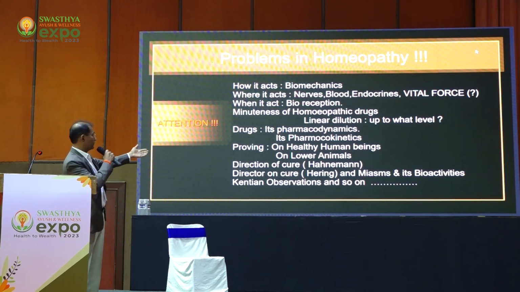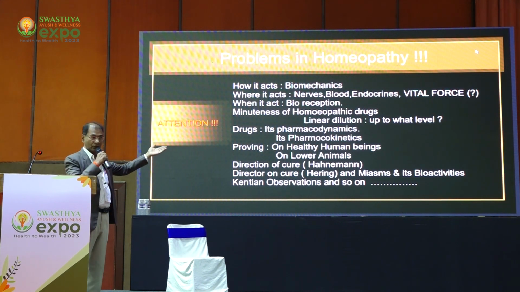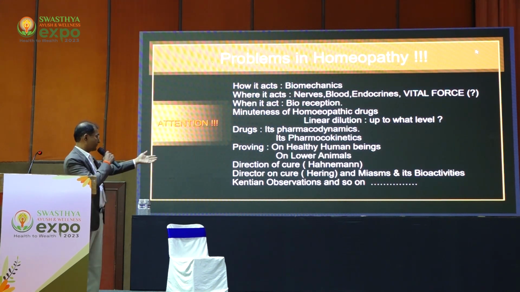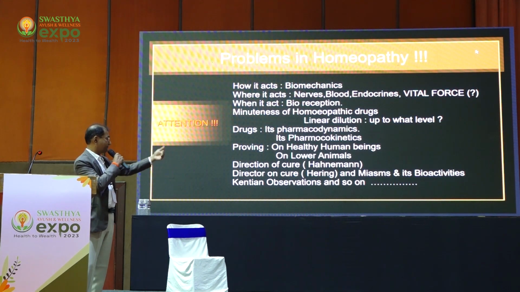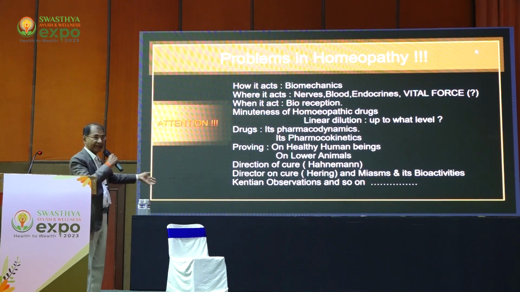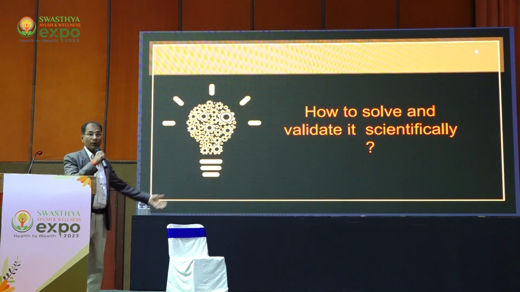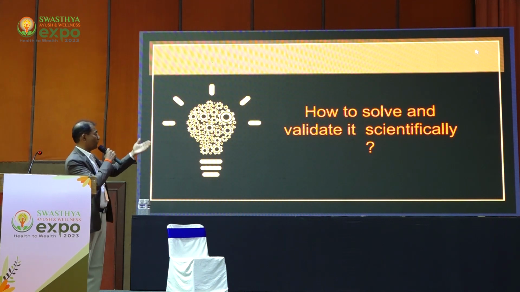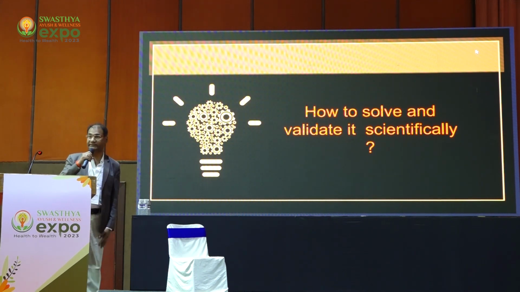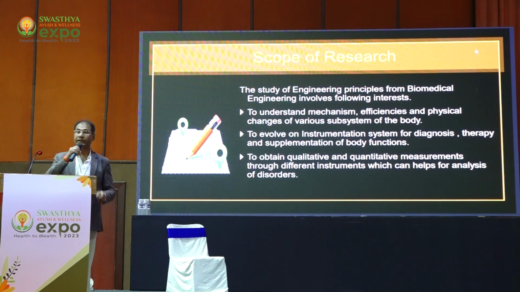Then provings, as you know, on healthy human beings and even on lower animals also. Then direction of cure with Hahnemann, then miasm and biological activities, Kentian observation and so on. So many things are there. The question comes to mind: how do we solve and validate our success scientifically? We are all homeopaths, we will say yes, you will say yes, that will not solve it. We have to come in front of science and scientifically establish our success in a scientific way.